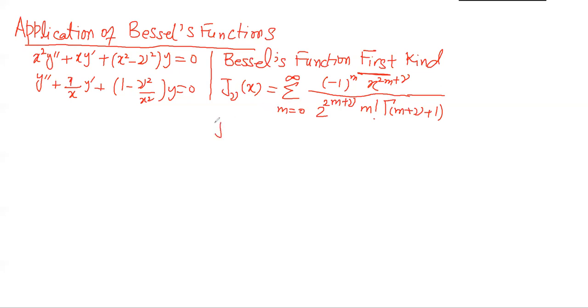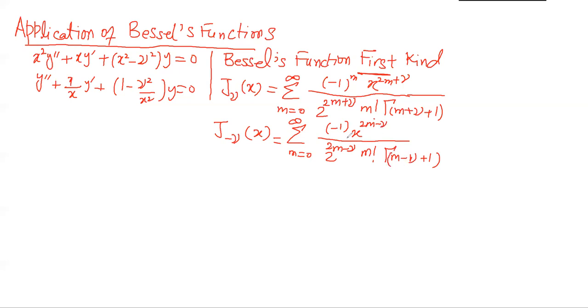Next we have the other function, J minus nu of x, because the indicial equation will have two roots, plus nu or minus nu. So corresponding to plus nu or minus nu, you will have two Bessel's functions. The sum is from m equal to 0 to infinity, and the only change will be in the sign of nu in this formula: 2m minus nu, m factorial, gamma of m minus nu plus 1. The only change is in the sign of nu. And remember that nu is part of this Bessel's equation. Depending on the value of nu, we will get the solutions of the Bessel's equation.